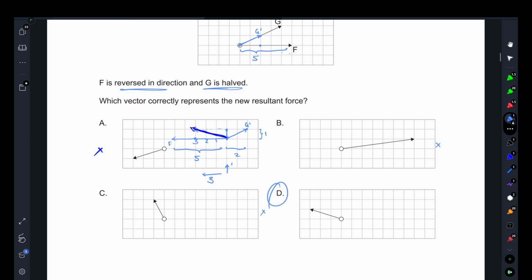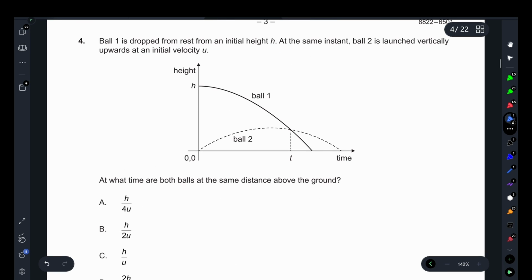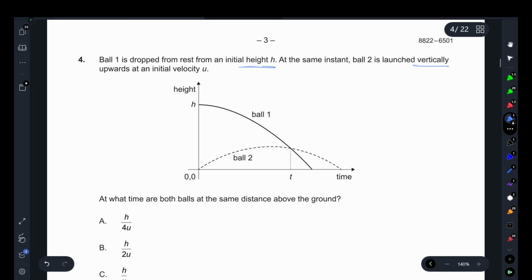Let's go ahead and move on to question number 4. Ball 1 is dropped from rest at a height h. Same instant, ball 2 is launched vertically upwards with an initial velocity u.